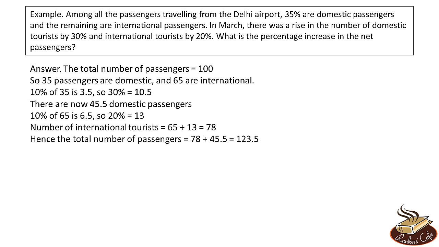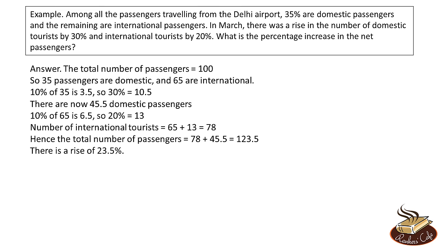Hence, the total number of passengers is equal to 78 plus 45.5, which is 123.5. As the initial total passengers were 100, there is a rise of 23.5%. So again, by taking the quantity as 100, we have made this question very easy.